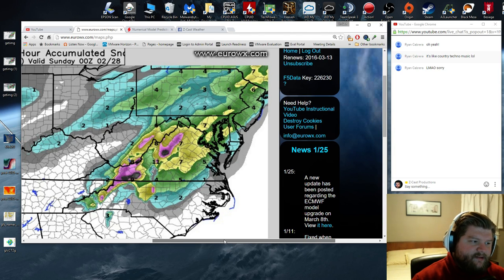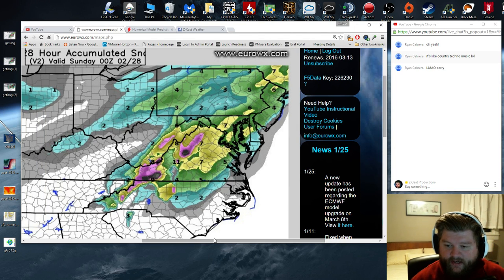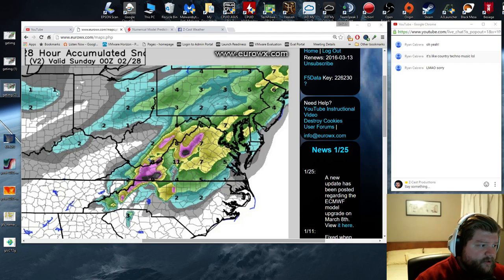But again, I think the European has the right idea, right? It knows, okay, this is going to be a coastal storm. It's not going to move inland or be an inland runner. It's going to be a coastal storm. That's pretty much the consensus amongst the ensembles, and I'm going to show that to you here real quick in just a second.